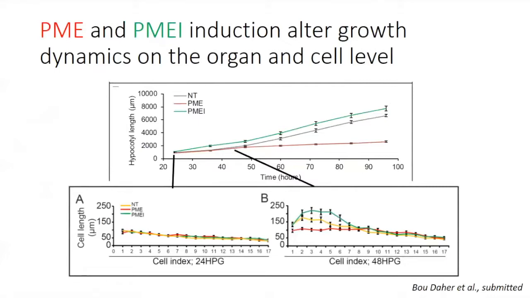The PMEI cells are a lot longer at the base versus the PME cells, which are pretty short all the way along. So we're having that change in the organ and the change in the cells predictive based on the chemistry. So that's pretty nice.